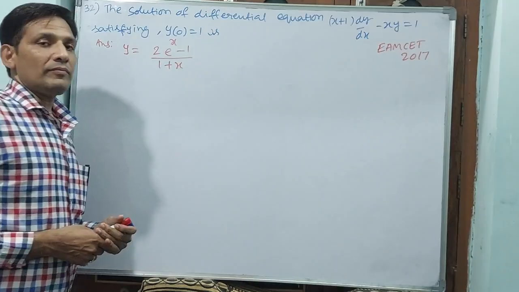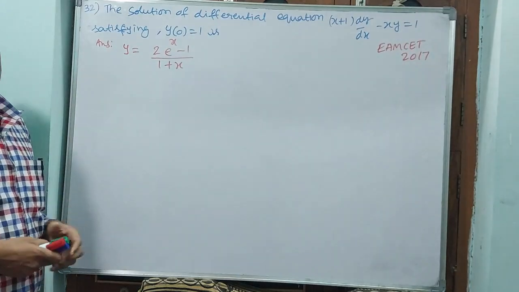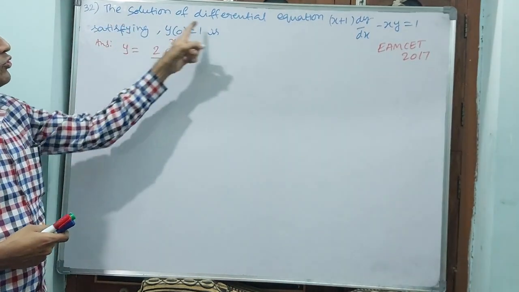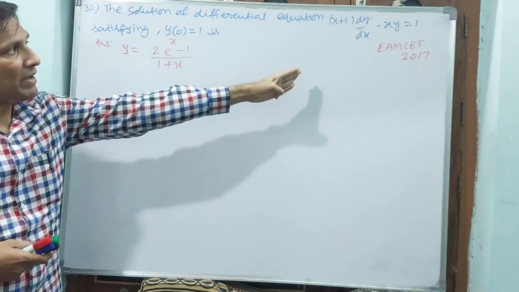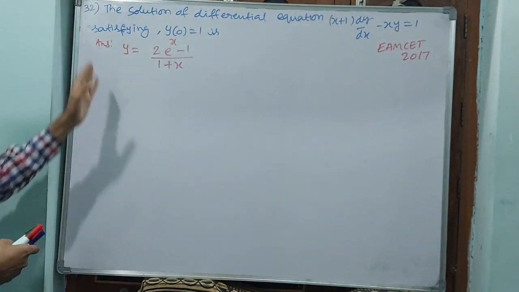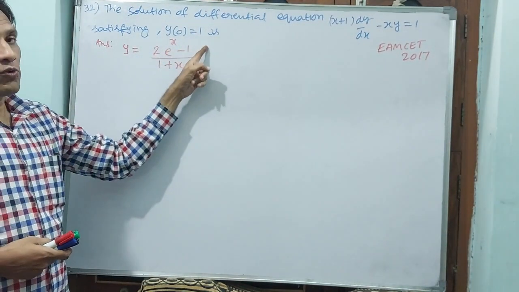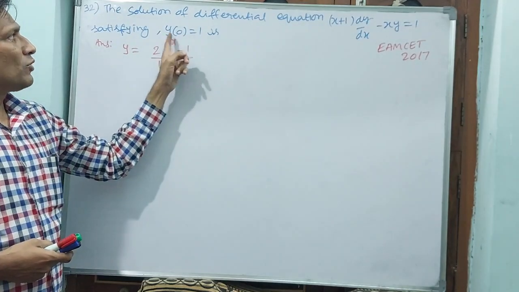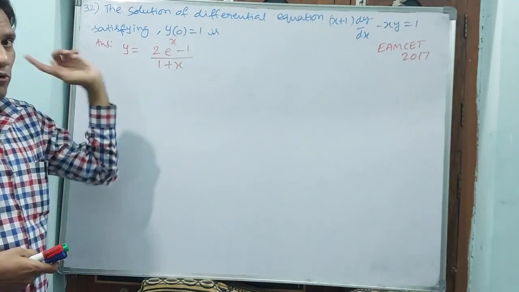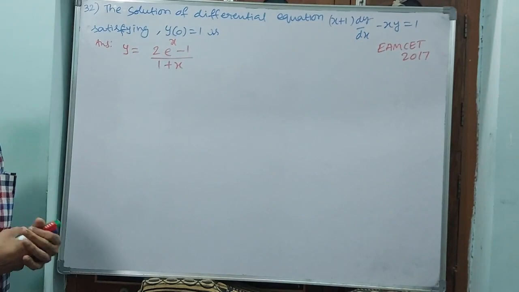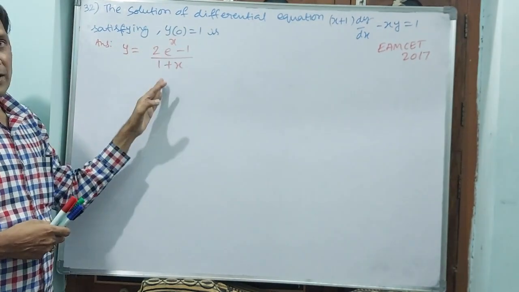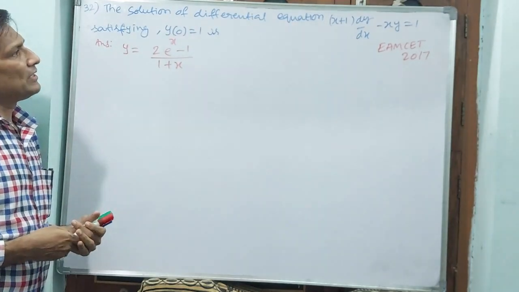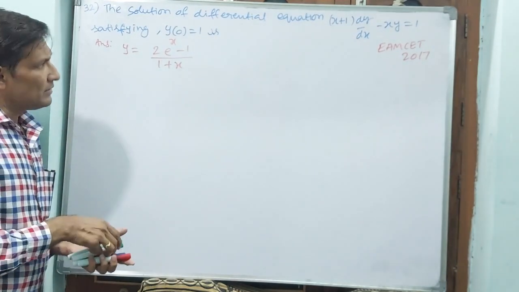Okay, let us go for question number 32. The solution of the differential equation (x plus 1) dy by dx minus xy is equal to 1, satisfying y of 0 is equal to 1. That means the input you have to give is 0, but the y value is going to be 1. You have to think and find the particular solution. Answer c will not come here; y is equal to something has come, and the constant c is not there.